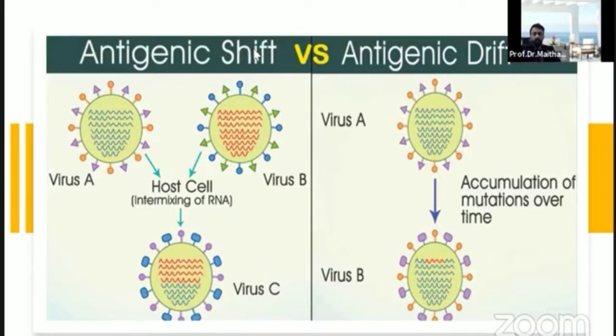Antigenic shift occurs when segments from the genomes of two different viruses make a novel strain. Coronaviruses are not prone to undergo antigenic drift or shift.